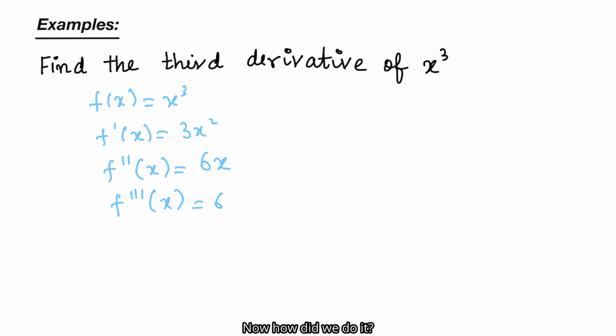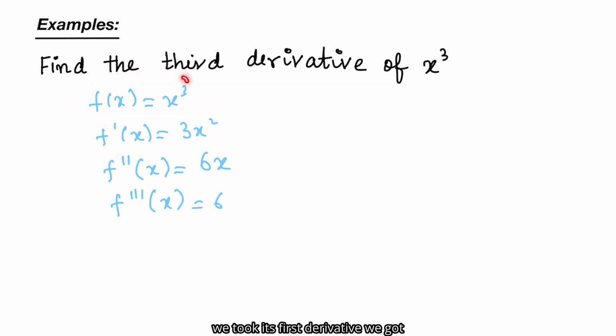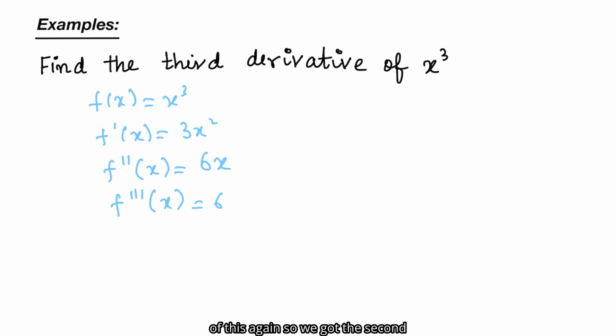Now how did we do it? We had a function that is x cube. We took its first derivative, we got 3 before, and minus 1 in the power, so we got 3x squared. That was the first derivative, and then we took the derivative of this again, so we got the second derivative. How did we get it? We know that a constant comes outside, so it would be 3 d over dx x squared, and then by the power formula we have 6x.